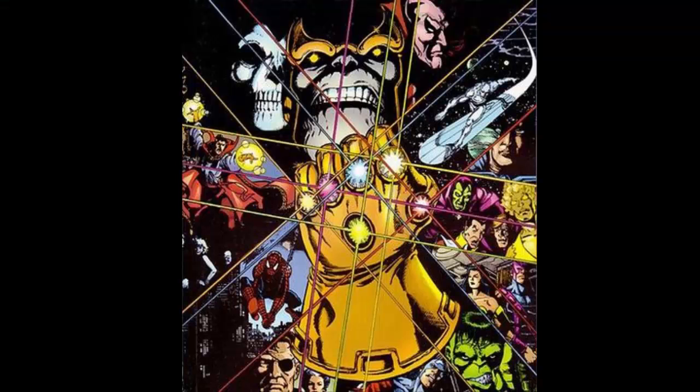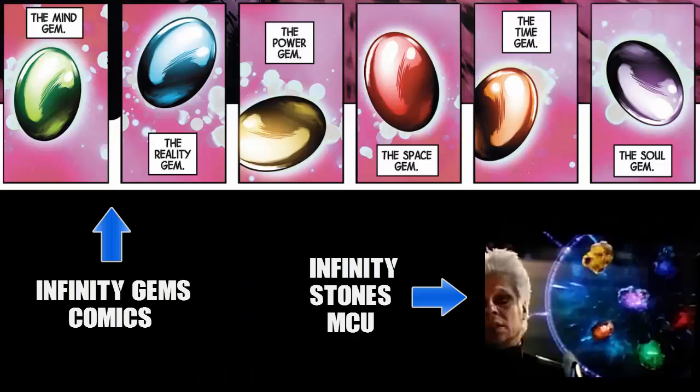The Infinity Gauntlet storyline is where, I will cover this in another video, there are six Infinity Gems. In the movie, they're called Infinity Stones, and you actually see the stones in Thor 2. You see them in Avengers 1 and Guardians of the Galaxy. It varies from the comics to the movies, but overall, it's the same premise.